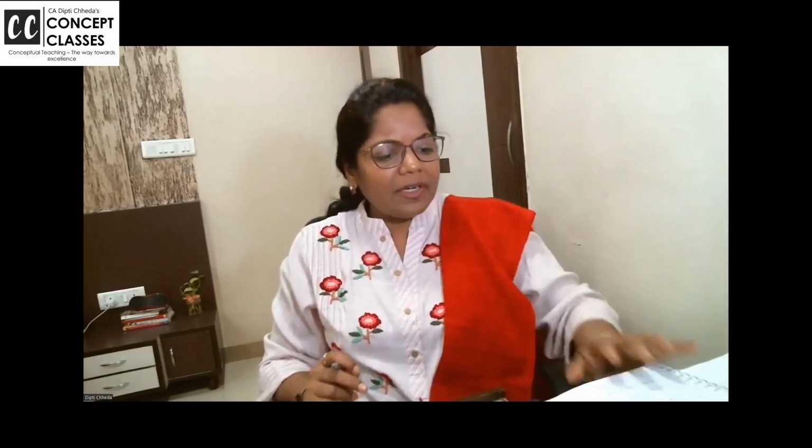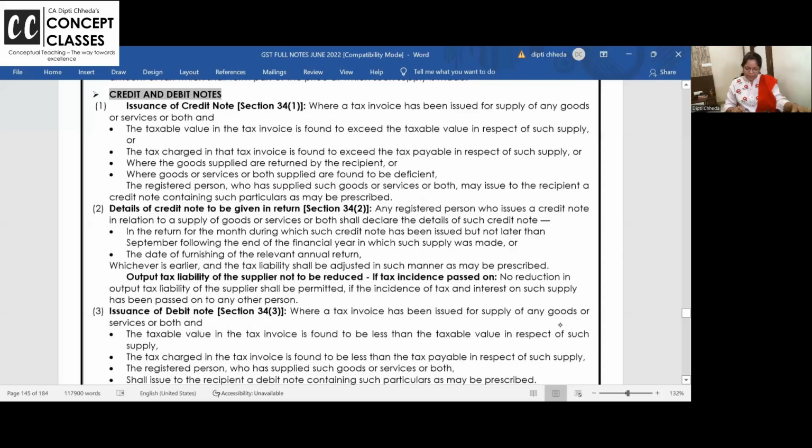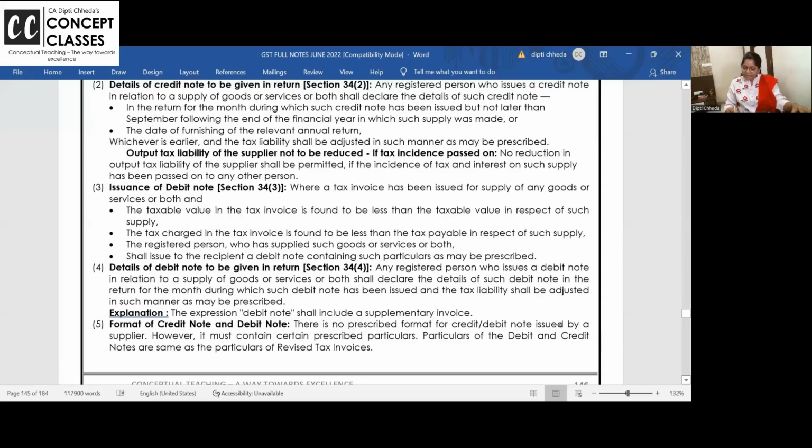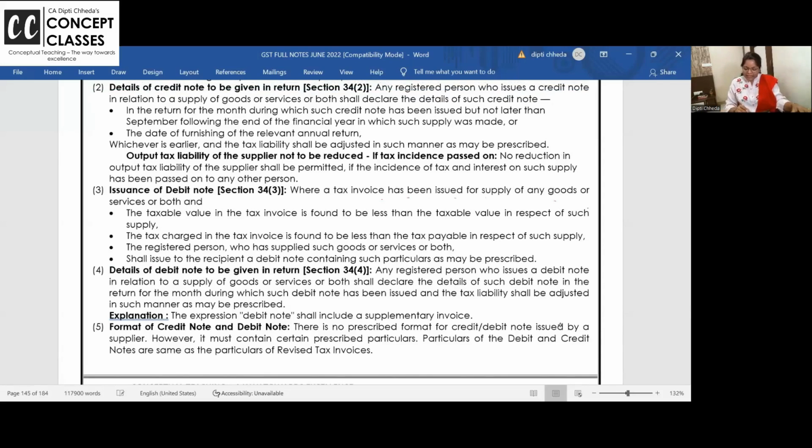Let me read the credit note, and like this we will do the same for the credit note also. चलो साथ में पढ़ते हैं क्रेडिट नोट एंड डेबिट नोट. मैंने पहले डेबिट नोट किया. Where a tax invoice has been issued for supply of any goods and taxable value in invoice is found to be less than the taxable value of supply, or tax charged in the tax invoice is found to be less than the tax payable in respect of the supply, the registered person who has supplied such goods or services or both shall issue to the recipient a debit note containing the particulars.